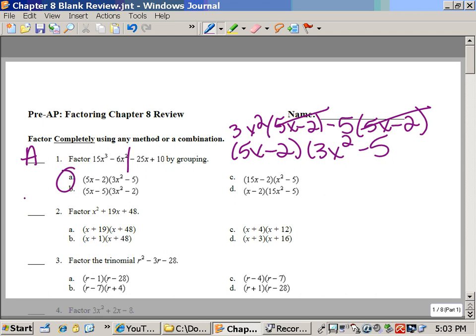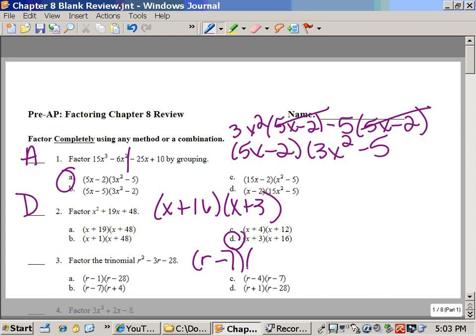Number 2, the correct answer is D. I need to think of two things that multiply to give me 48 and add to give me 19. That is going to be x plus 16 and x plus 3. The correct answer is D. Number 3, this is a trinomial. There's no number in front, so all I have to do is think of two things that multiply to give me negative 28 and add to give me negative 3. That is r minus 7 and r plus 4. That correct answer is B.